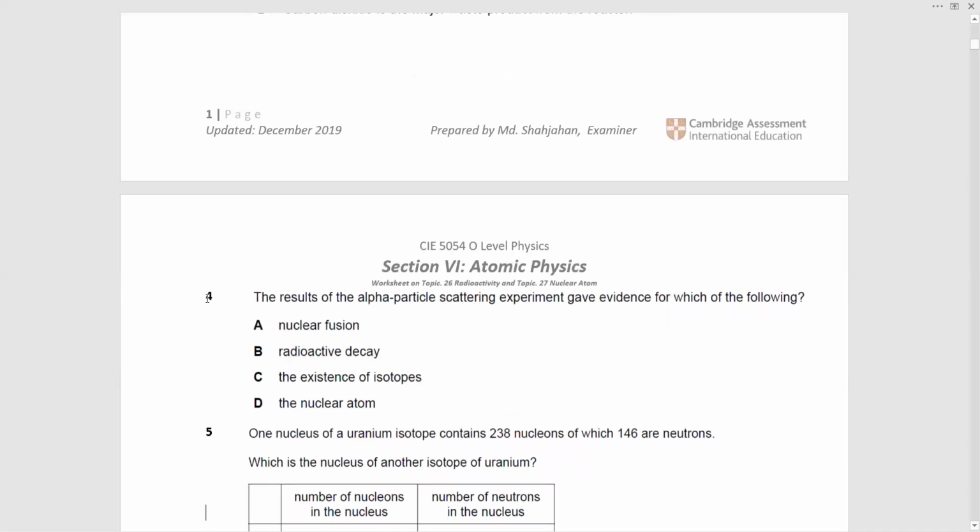And then four. This one I did not mark. Read, then mark now. Now you are done with the topic, right? The result of the alpha particle scattering experiment provides evidence for which of the following? So this one is the nuclear atom. Yes, correct.